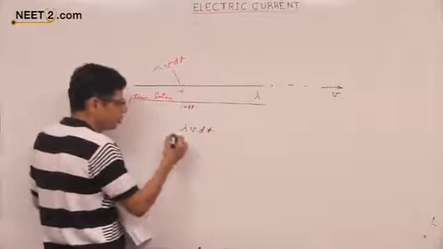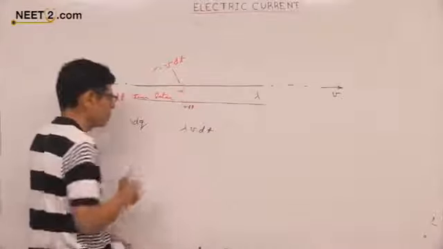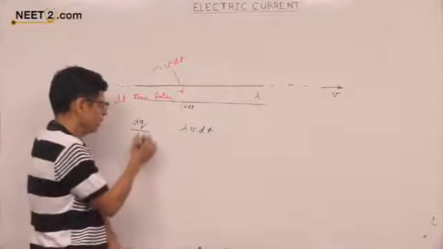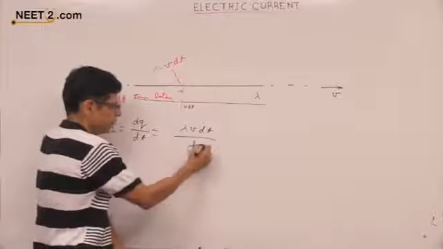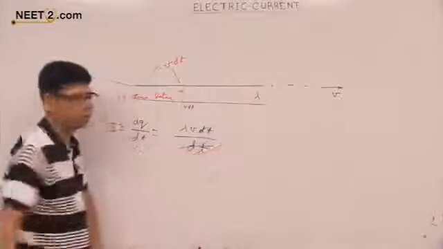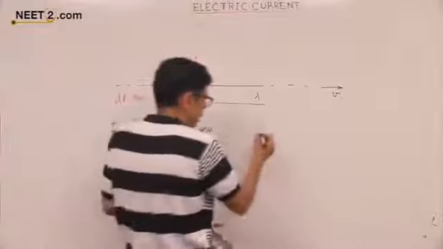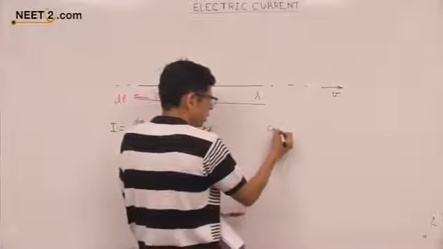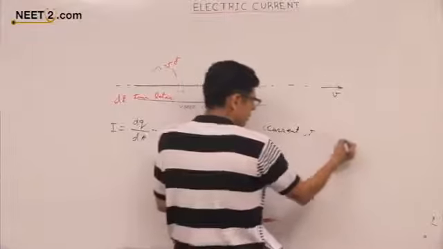And this charge flew by, now this incidentally is nothing but dq, the charge that flows in time dt, and you have to divide it by dt to get the instantaneous current. So divide this by dt and this cancels, and so you get lambda v for your answer. So in this situation, the current I is lambda v.